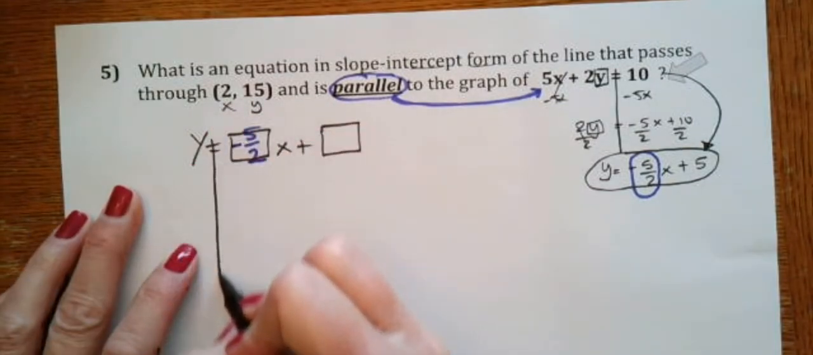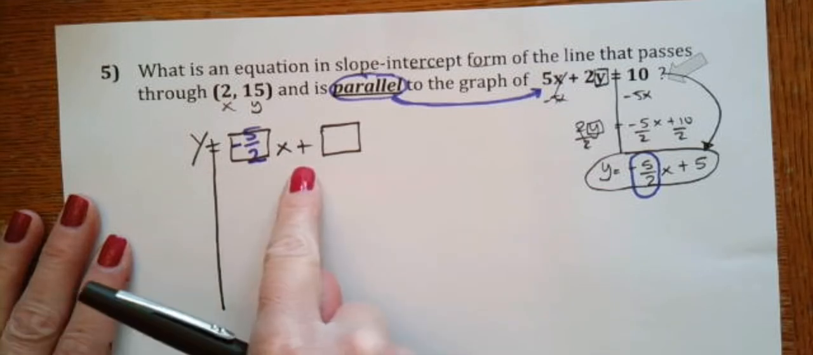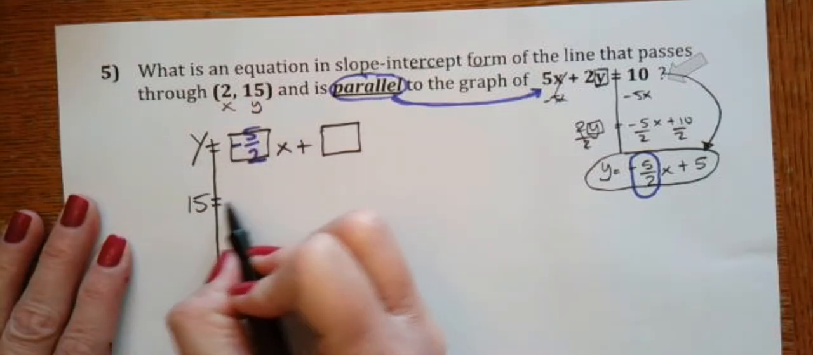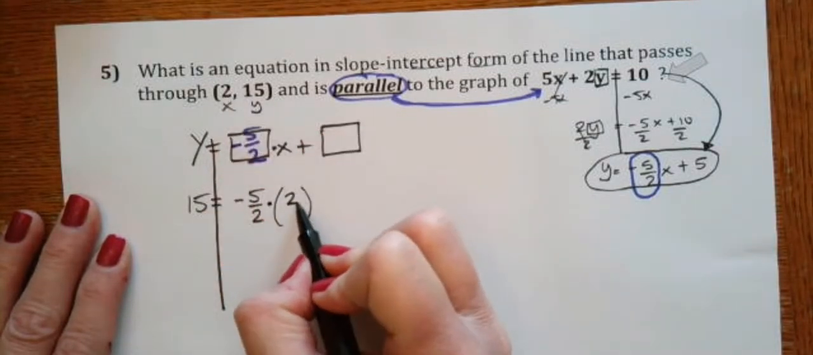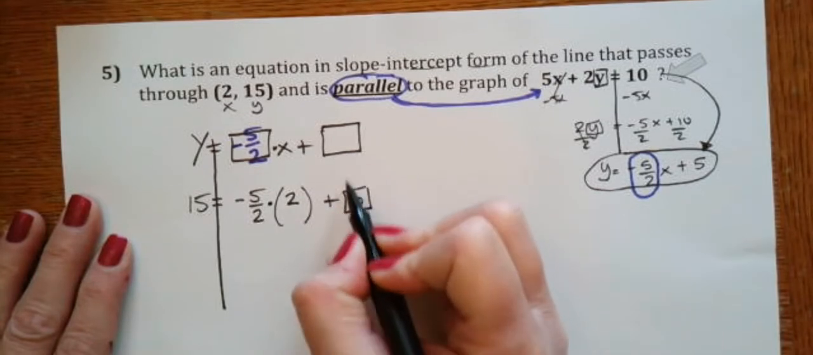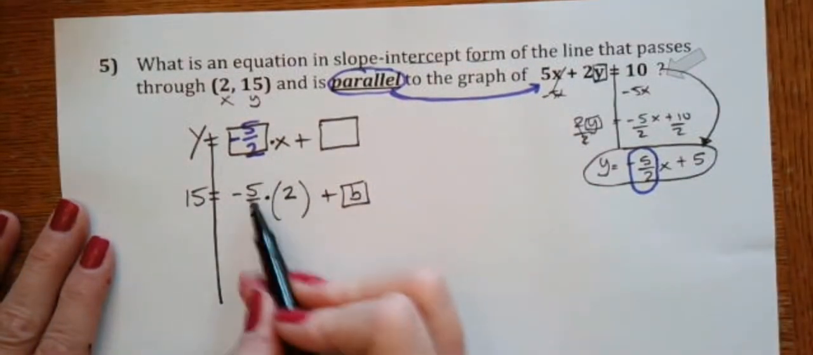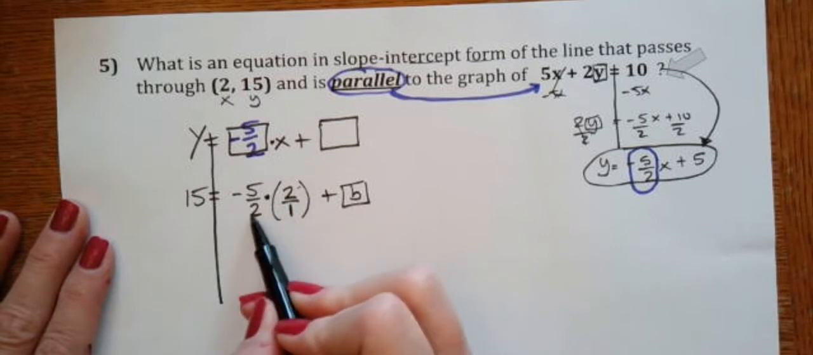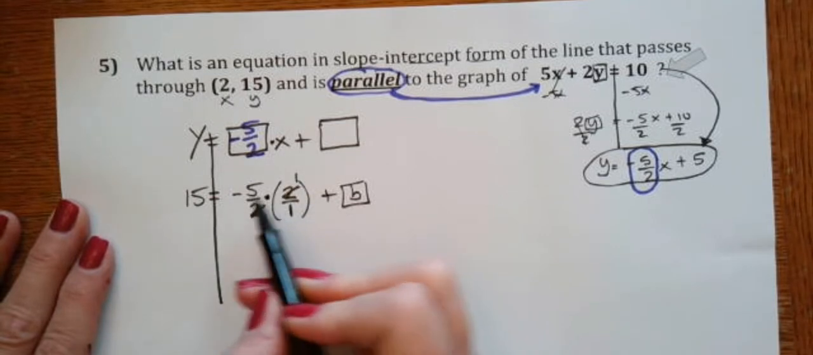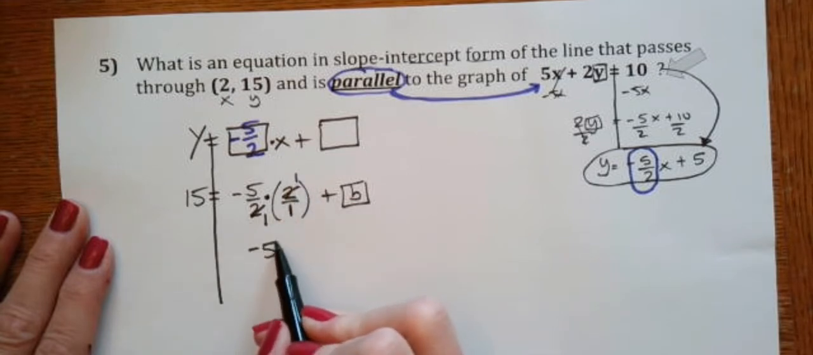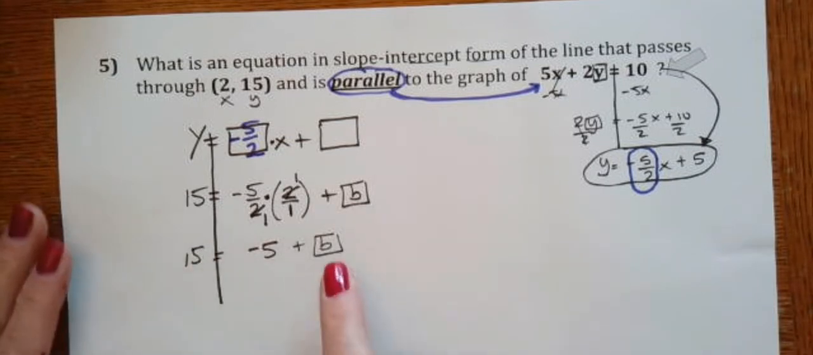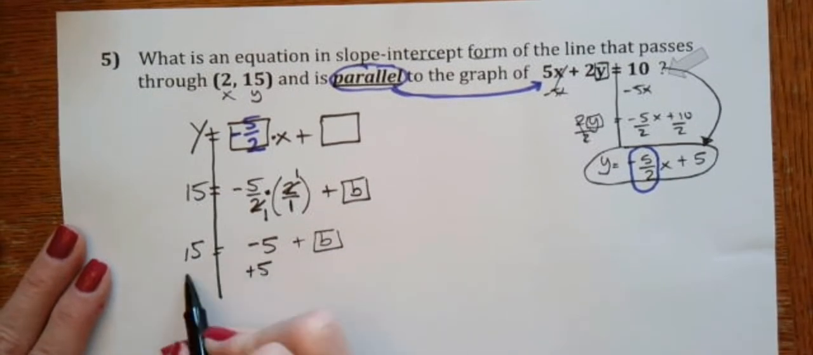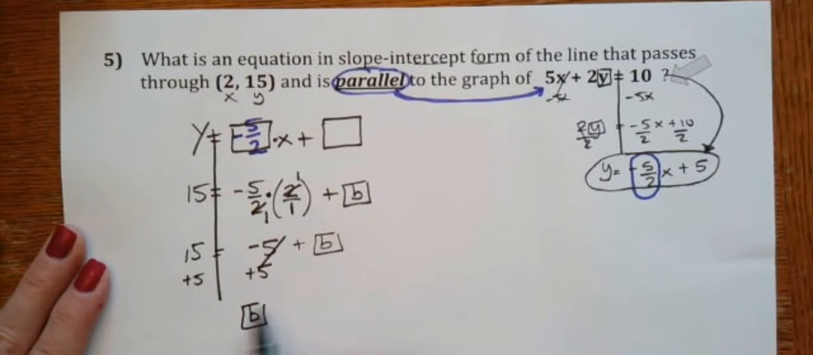So all we have to do, just like we did before, is plug this point into the equation. The y coordinate is 15. I'm going to multiply the slope by the x coordinate, which is 2, plus b, which is what we're trying to solve for. We're trying to find the intercept. I need to simplify here and make this fractions. When I multiply, I can divide by 2 here and here. Multiply across. Negative 5 times 1 is just negative 5. The denominator is 1. Now to get b, I have to add 5. And so b is equal to 15 plus 5, which is 20. So we got an intercept of 20.